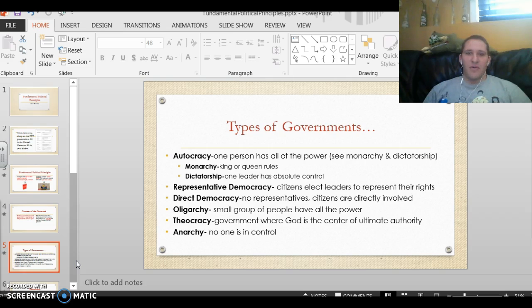You have an oligarchy where a small group have all the power as opposed to one person, like an autocracy. We have a theocracy where the government is controlled, or God is the center of the government and the ultimate authority. And then you have an anarchy where no one is in control. Okay, that would not work. But representative democracy is one we're going to revisit.